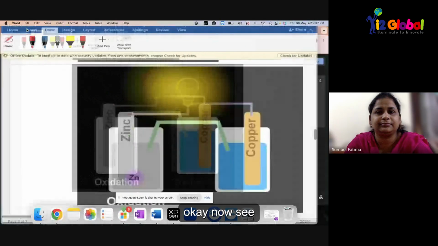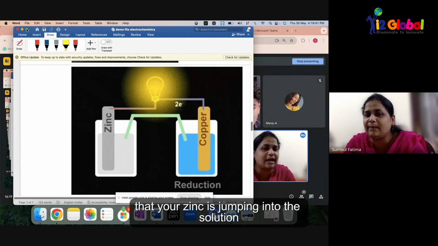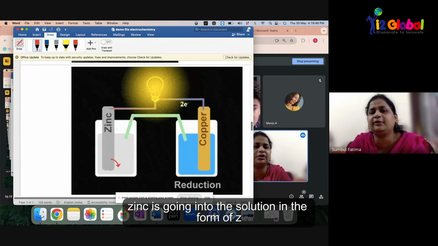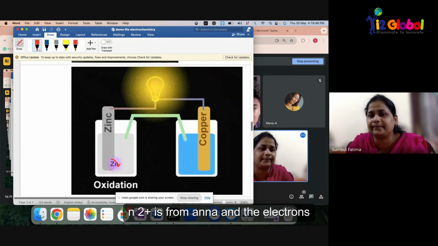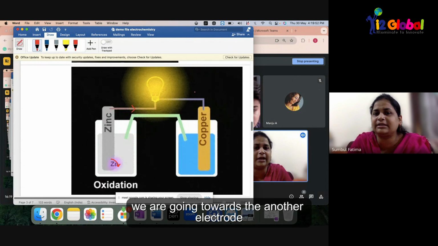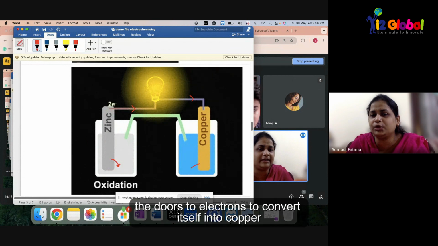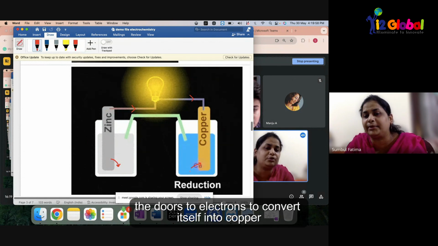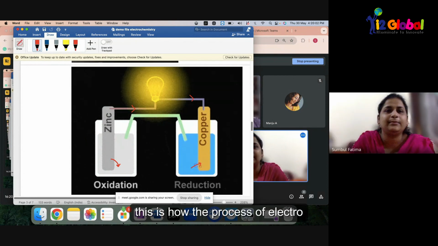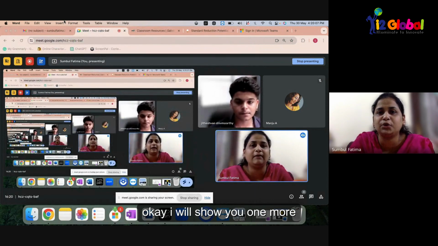Now you can see here that your zinc is jumping into the solution. Zinc is going into the solution in the form of Zn2+. And the electrons are going towards the other electrode, and the copper is reacting with those two electrons to convert itself into copper. This is how the process of an electrochemical cell takes place. I will show you one more.